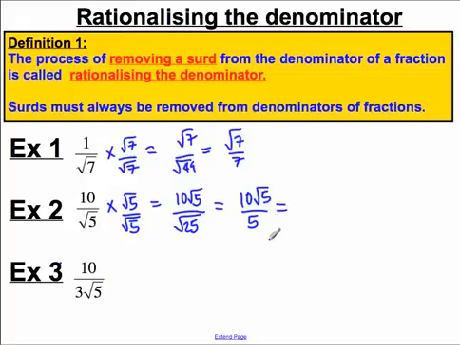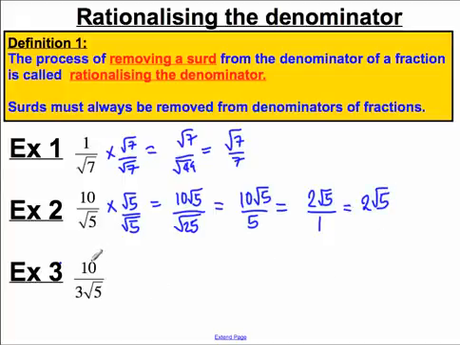But we can even simplify this further. What number goes into or divides into 10 root 5 and 5? Well, 5 does. So we could divide the top and bottom by 5, simplify our fraction, that is. 10 root 5 divided by 5 leaves me with 2 root 5, and 5 divided by 5 leaves me with 1. A mathematician would simply write that as 2 root 5.